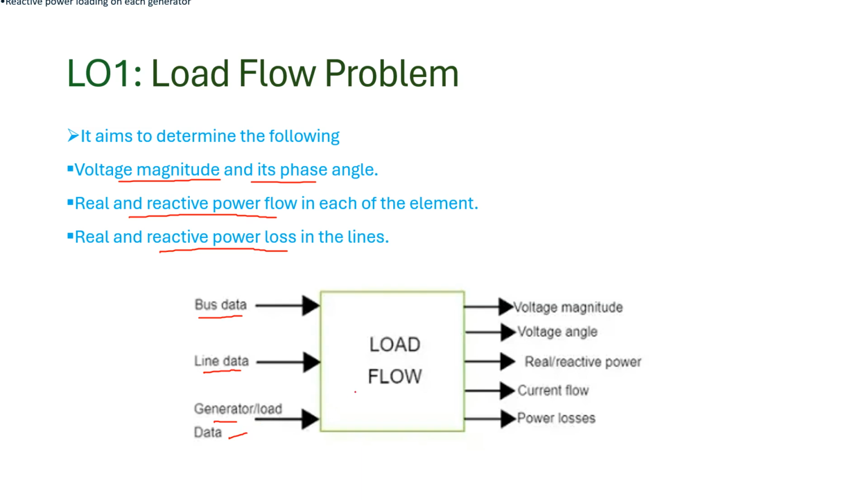Then after computation, we get the voltage magnitude and voltage angle at the bus or any other point in the system, then real and reactive power at the bus and in the transmission line, current flow in the transmission line, and power losses. So computation of all these parameters is called load flow analysis.